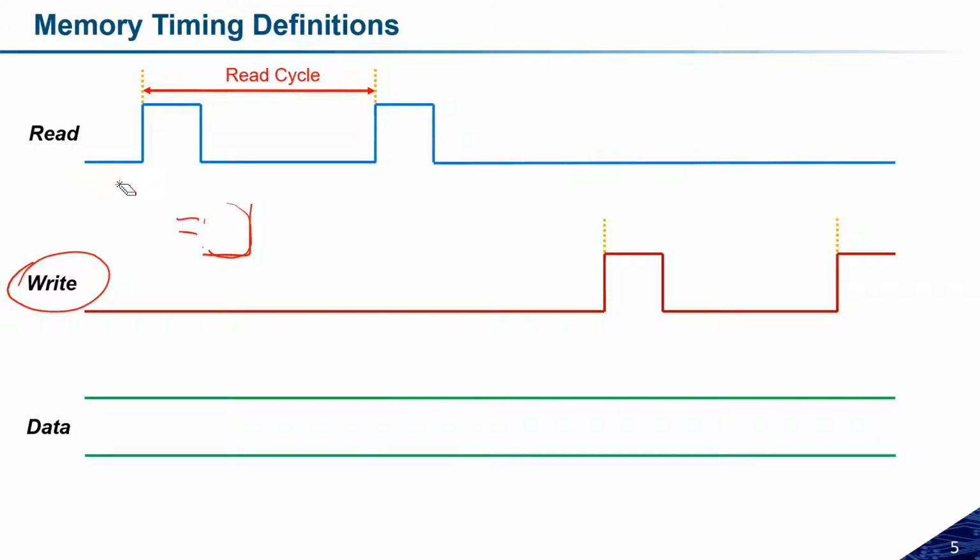So these are the control signals on the memory that decide which kind of operation I have to perform. Suppose the read control signal is activated on the memory. In that case, it means I can read the data from the memory. And if the write is activated, then I can perform the write operation.